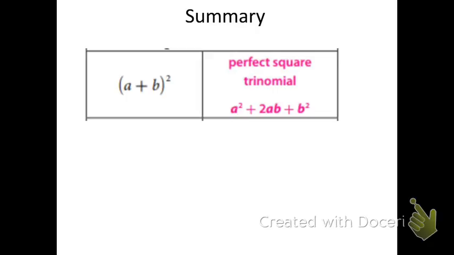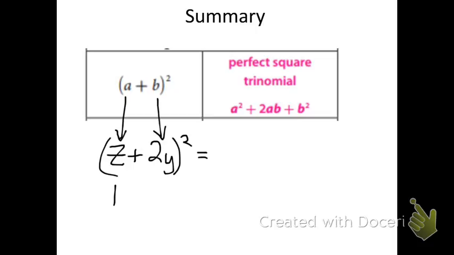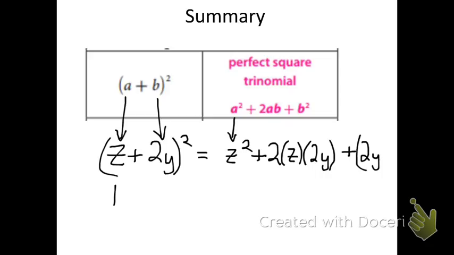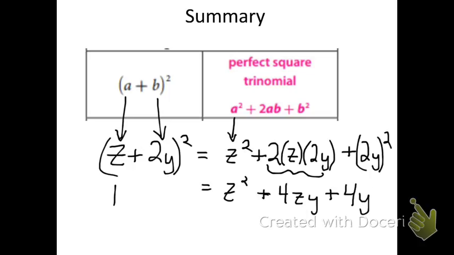In other words, if I have, I'll just make up a random one, (z + 2y) squared, that would be like considering z as my a and 2y as my b. And let's follow this formula. That means my a value would be z, so that's z squared, plus twice my first term times my last term, and then plus my last term squared. If I were to simplify this, it would be z squared plus 4zy plus 4y squared. Okay?